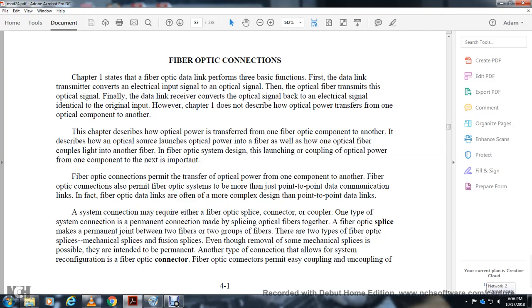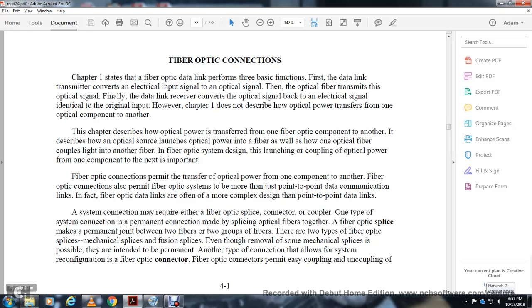System connection may refer to either a fiber optic connector or a coupler, which are types of system connections. Permanent connection is made by splicing optical fibers together. The fiber optic splice makes a permanent joint between two groups of fiber. There are two types of fiber optic splice, the mechanical splice and the fusion splice. Even though the mechanical splice may be removed, it is intended to be permanent.